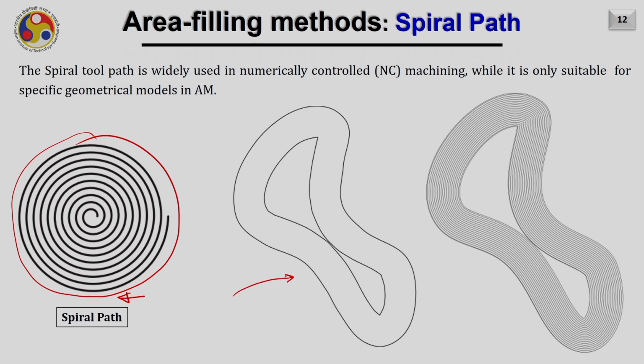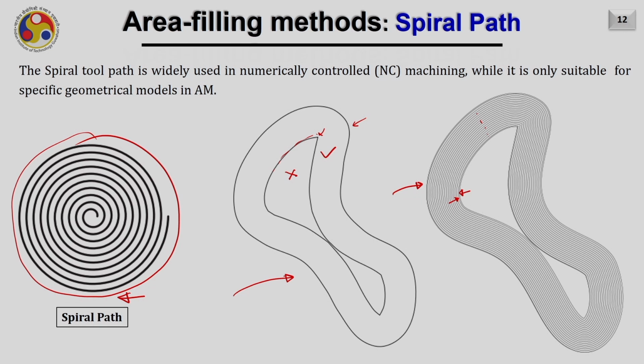But if the geometry is slightly complicated, like you are seeing here, this is an internal boundary and this is an external boundary. There will be material here and no material here. If we use the spiral tool path for this, the result is shown here. The issue with this tool path is there may be some portions where the step over is not consistent. The step over is the same here while it may not remain the same at some particular locations. Therefore, the property we discussed, that the tool path should maintain a constant step over, is getting violated here.